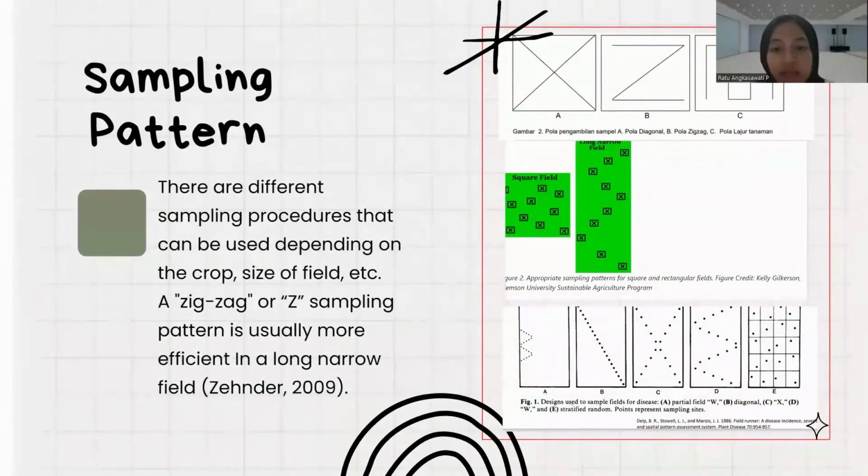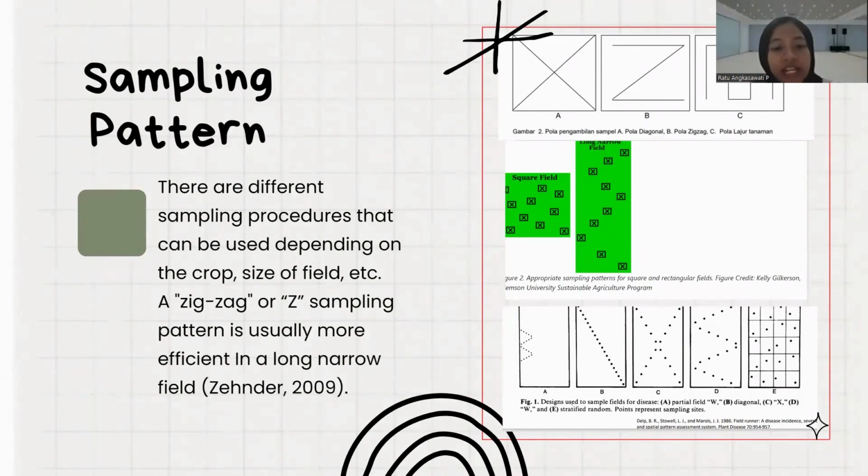Okay, the next is sampling pattern. There are different sampling procedures that can be used depending on the crop, size of field, and so on. Farmers usually develop their own customized sampling plans once they have experience with a particular crop. Upon entering the field, make a quick visual examination of the field. Look for any atypical areas that might affect the sampling pattern, like areas with poor stands, topographical variation in the field, varietal crop differences, and so on.